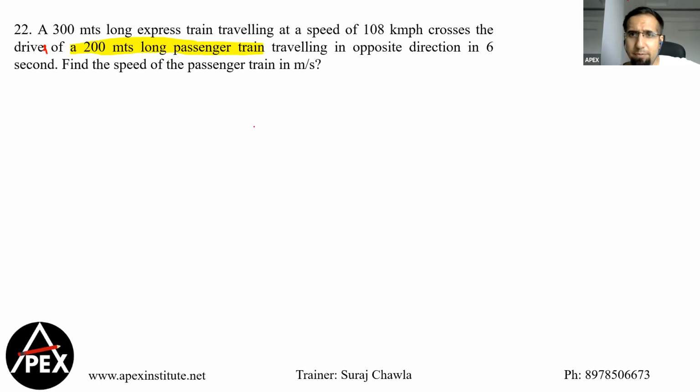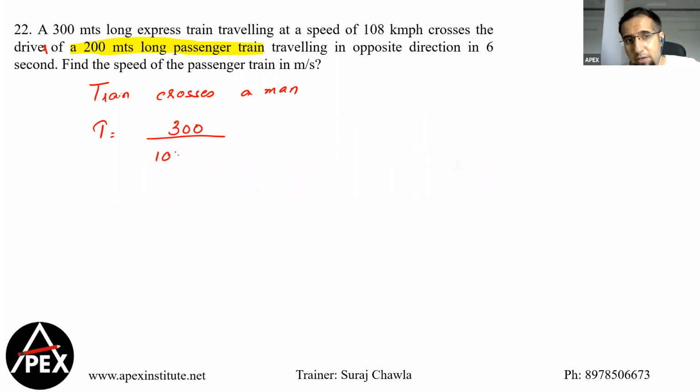Now, what is the train crossing, guys? A man or a train? The train is crossing a man sitting in the other train. So please remember, this question comes under the concept called a train crosses a man. Clear? So if the train is crossing a man, the time taken to cross becomes the length of the train which is crossing divided by relative speed.